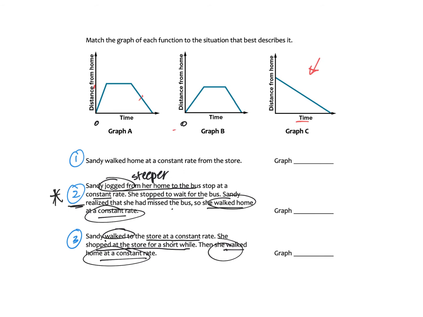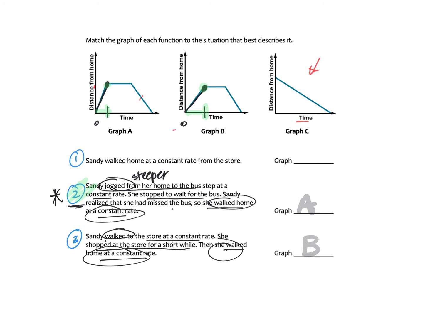So I would say that would need to go with A because she's getting away from home a lot quicker than in this one, right? It took her longer. You guys can see over here on the time. It took her longer to get this far, right? There's the time. More seconds went by than here. I only went a short time of minutes over to get that far. So I would say number 2 matches with graph A, and this would be graph B.